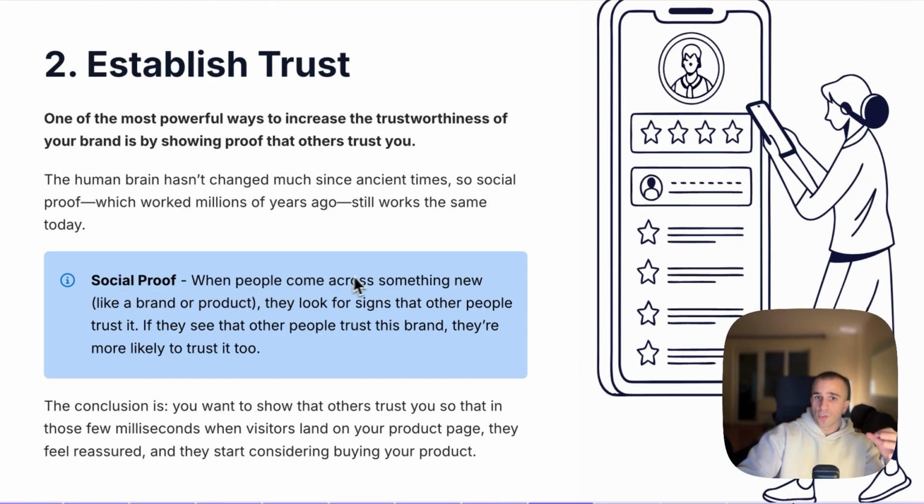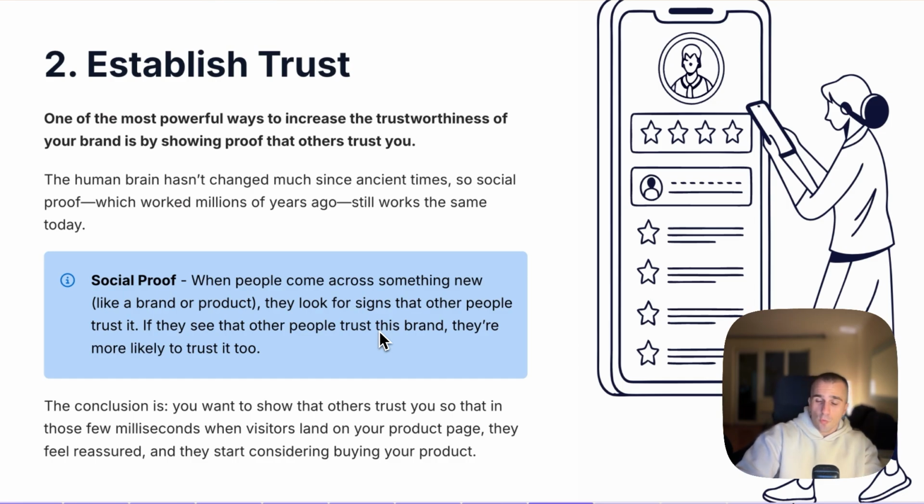When people come across something new, like a brand or a product, and you are probably new to your visitors because you're not a super popular brand like Gymshark or Kylie Cosmetics, they look for signs that other people trust it. And if they see that other people trust this brand, they're more likely to trust it as well. That's how we used to think millions of years ago, because if people see that other people are scared or panicking, that means that probably a tiger or something is coming their way and they are scared as well and they just run.